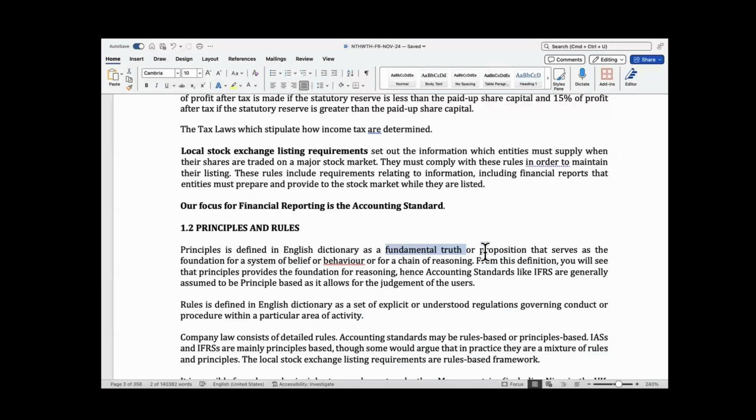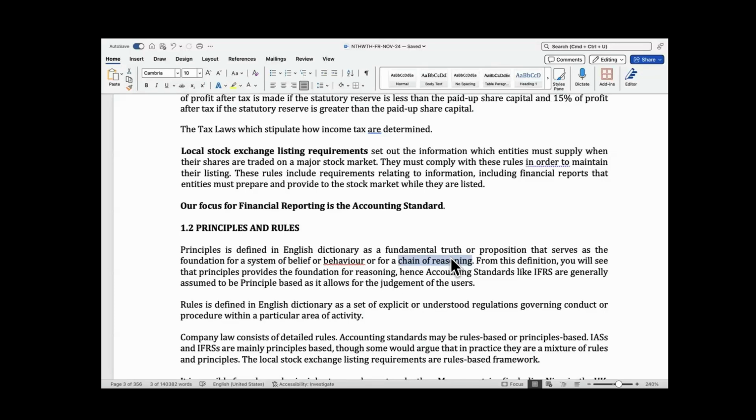So it is a fundamental truth or a proposition. It's just a proposal, right? And it's a fundamental truth. It's like a background. And what it does is that it gives you a foundation for a system of belief or behavior, or for a chain of reasoning, which goes to show that whatever you call a principle is something that will give you a guide.